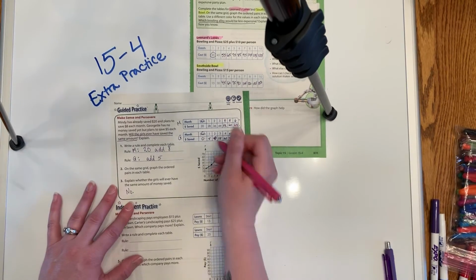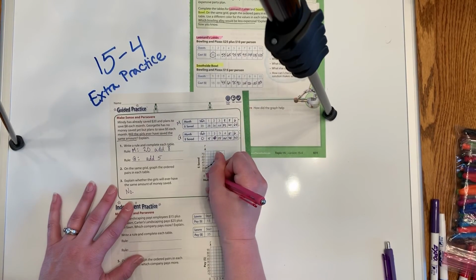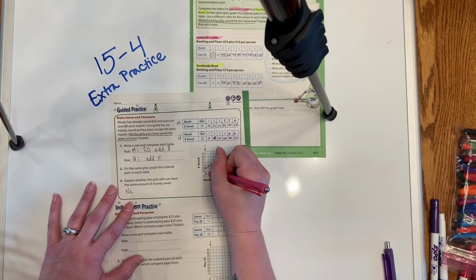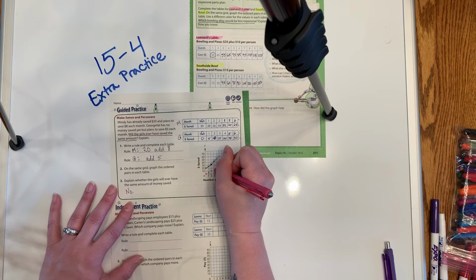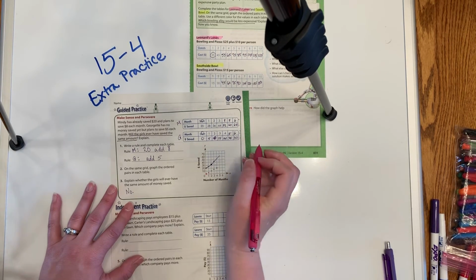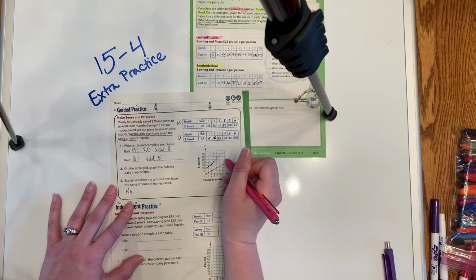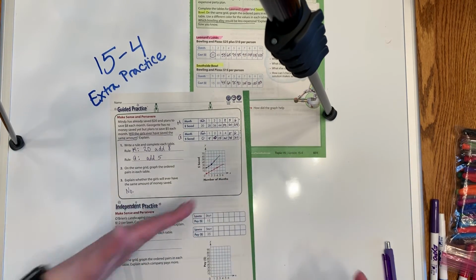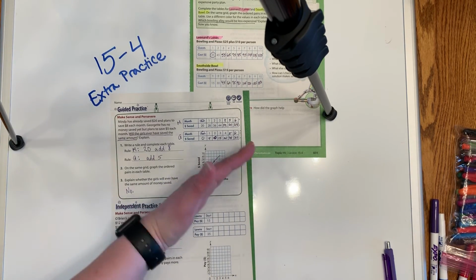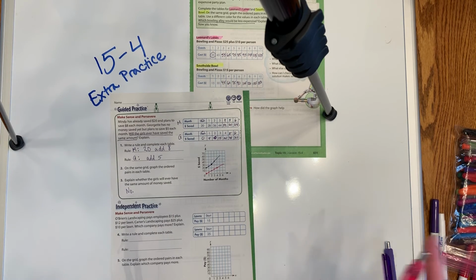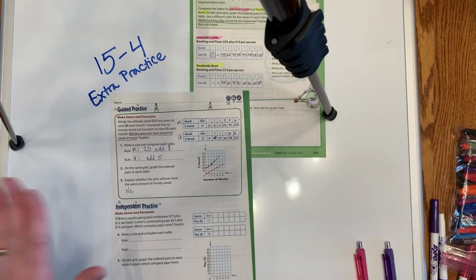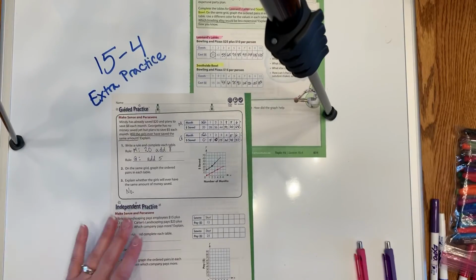Georgette is going to start down here at 0, 0. We call that the origin. And then 1, 5, and then 2, 10, and then 3, 15, and then 4, 20. So you can see that line has way less slope, is what that's called. You'll learn about slope when you get a little bit older. So that is some extra practice for 15-4.